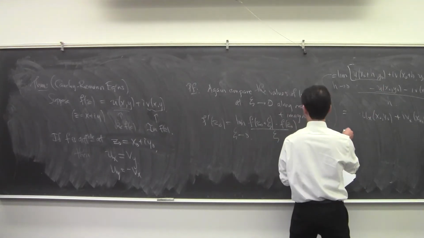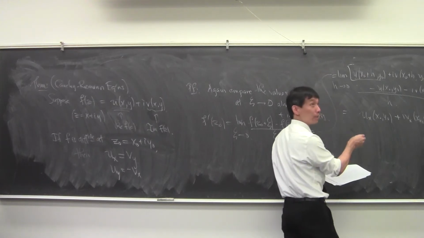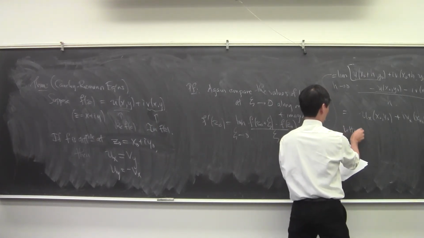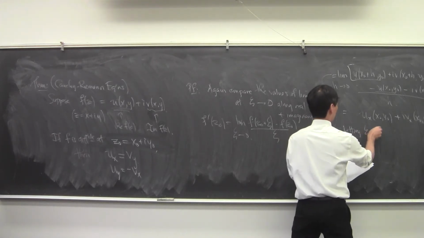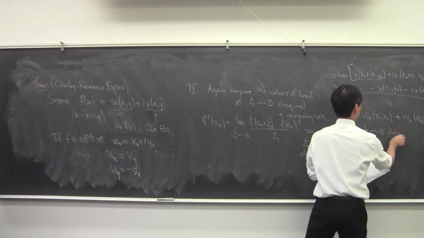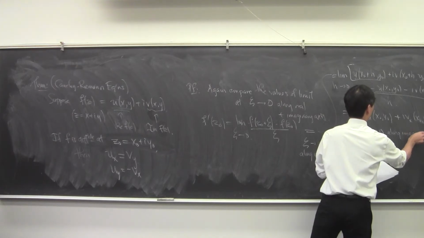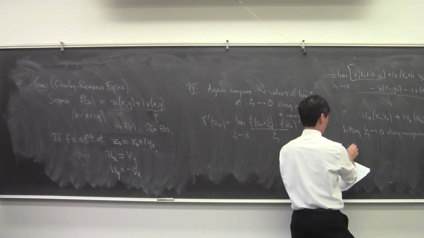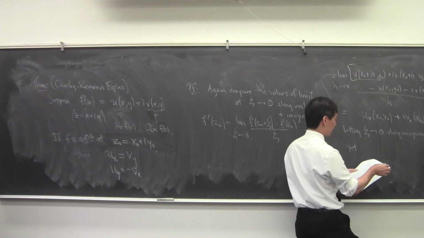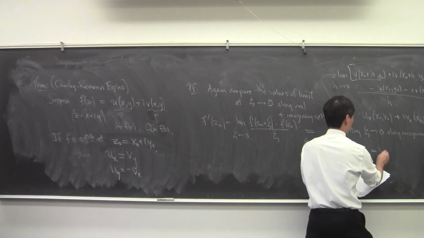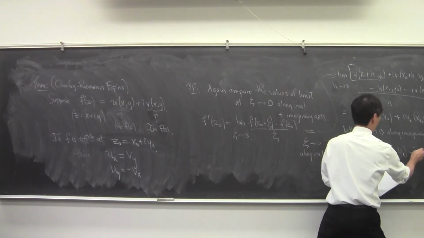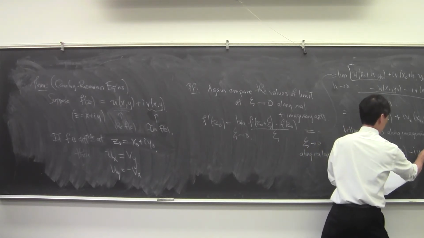If you do it along the other axis, letting zeta go to 0 along the imaginary axis, you work it out, and it turns out to be v sub y at x naught y naught minus i u sub y at x naught y naught.